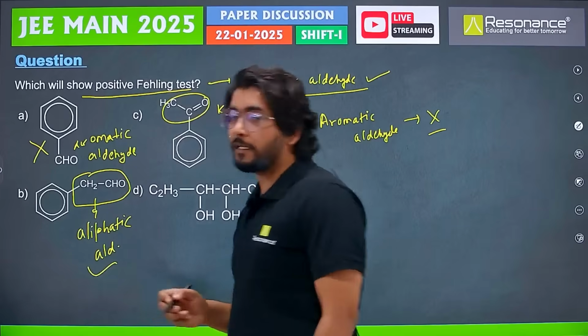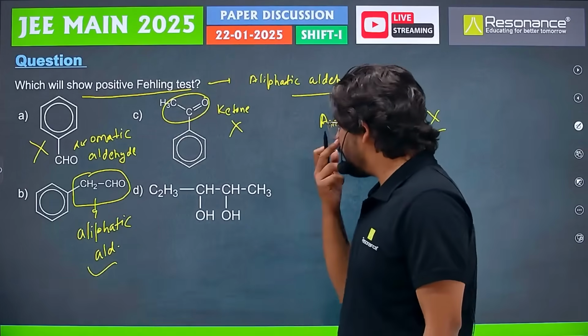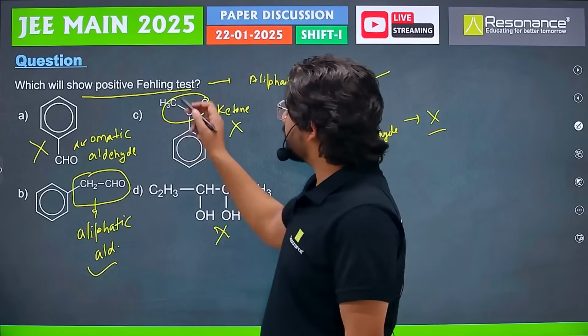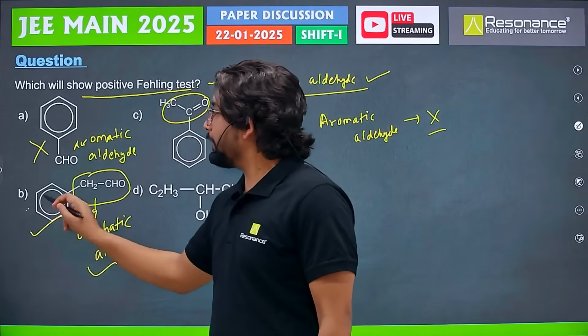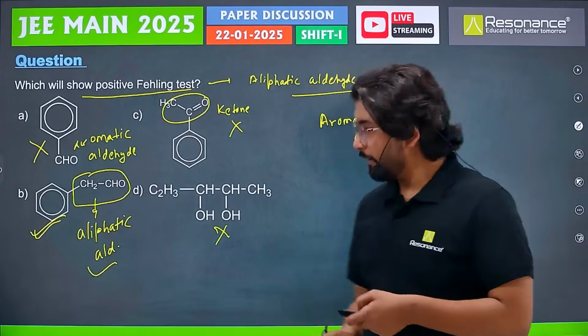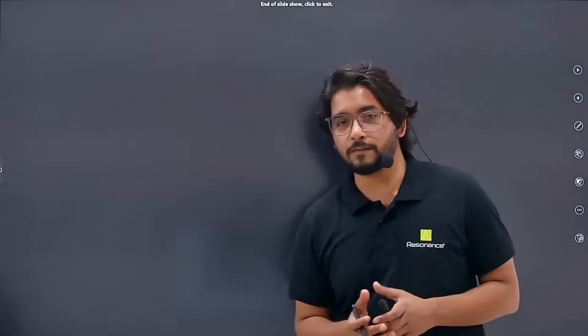So aliphatic aldehyde will give positive Fehling's test, and this one is alcohol, so it will not give. So which one is the correct option? Option B is the correct option here.